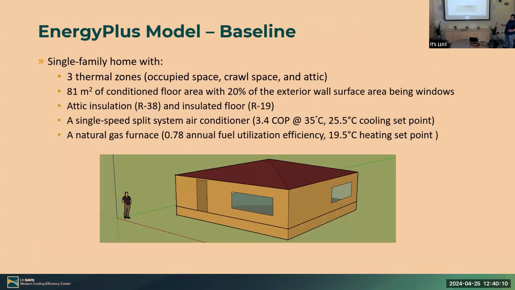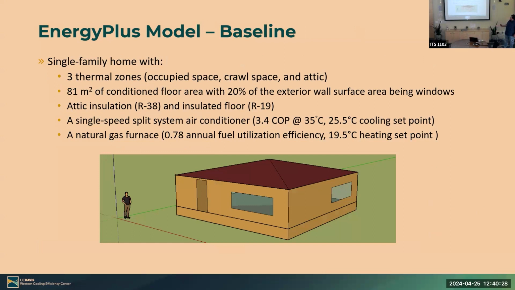At Energy Plus, we had that exact same wall, obviously with the blended console layer. It had 3 thermal zones: an occupied space, an attic space, and a crawl space. It had 81 meters squared of conditioned space, with 20% of the exterior wall being covered by windows. That's the average for California.